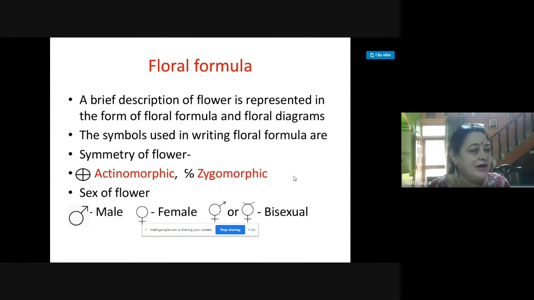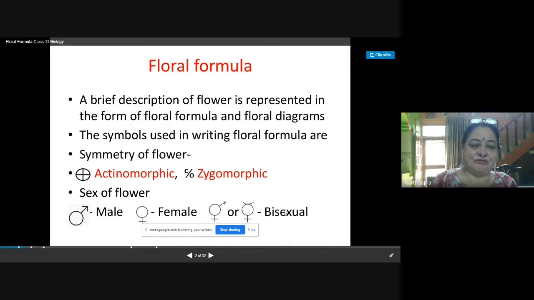So if the flower is actinomorphic, we put the symbol circle with plus. And if the flower is bilateral symmetrical, that means it can be divided into two equal halves only from one plane, then we put this percentage sign, zygomorphic.